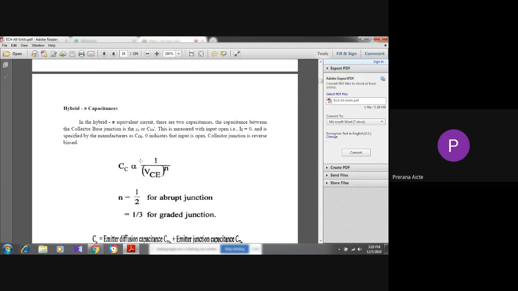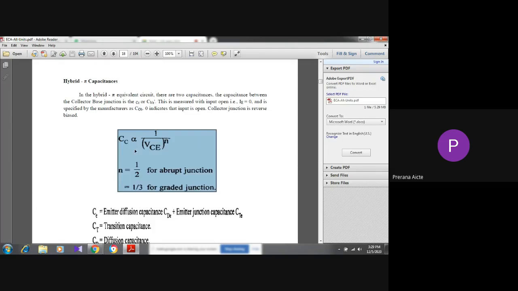Now the hybrid pi capacitances: the diffusion capacitance and the transition capacitance. We have two types of capacitances. One is diffusion capacitance, another one is transition capacitance. Diffusion capacitance occurs in forward bias, and transition capacitance occurs in reverse bias.